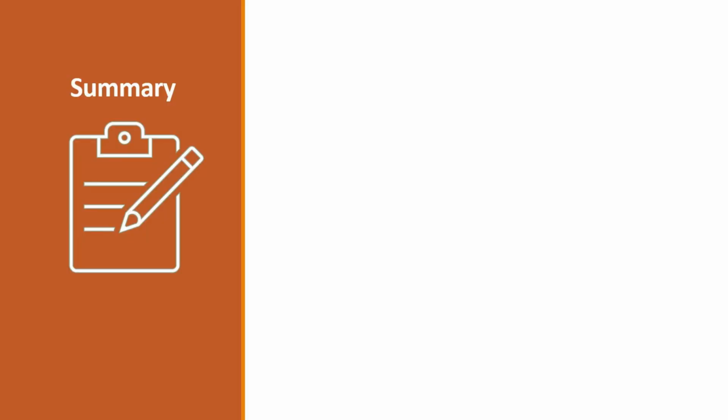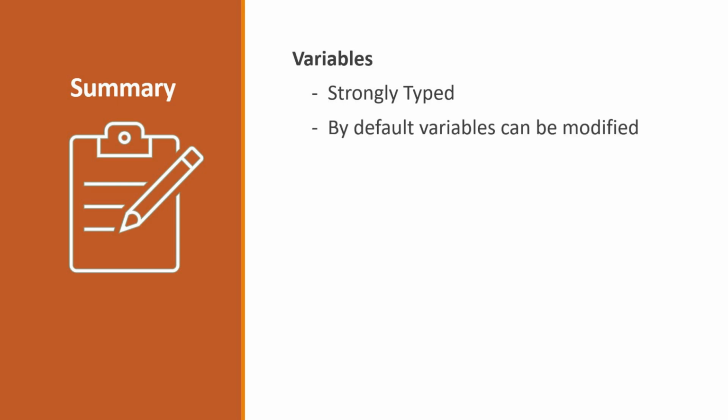To wrap up, here are some of the key things you want to remember from this module. Remember that in our applications, we're going to need to store data values. We do that using variables. Remember that Java is a strongly typed language, so our variables are strongly typed. In other words, when we declare a variable, we have to specify the type of data we want to store in that variable. Remember that Java normally allows variables to be modified, so you can give it an initial value and assign new values to it anytime we need to throughout the course of our program.